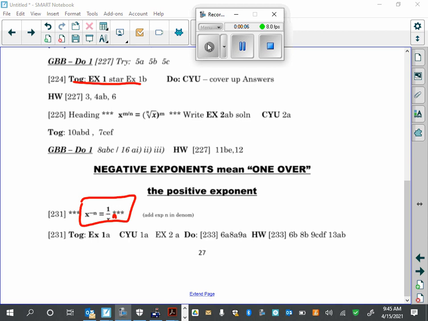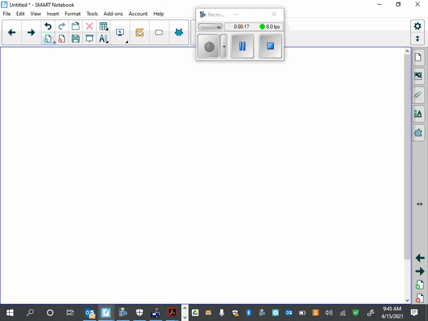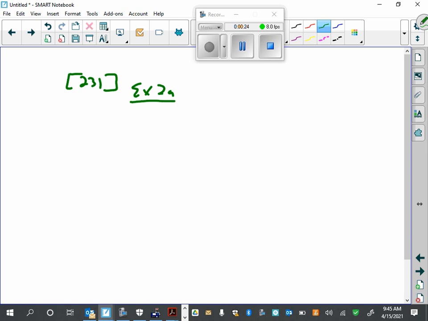We are on the bottom of page 27, you may be on page 28. And we're now on to example 2A on page 231. This is going to be like a question you have now on this section. Yesterday you had the question 8 to 2/3. Now it's 8 to the negative 2/3. So the only difference is it's going to be 1 over your answer from yesterday.